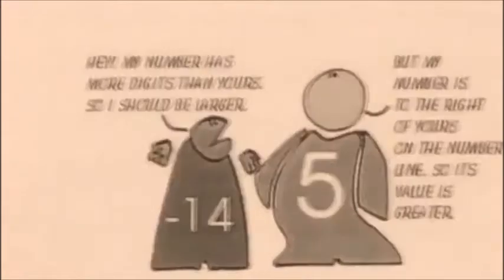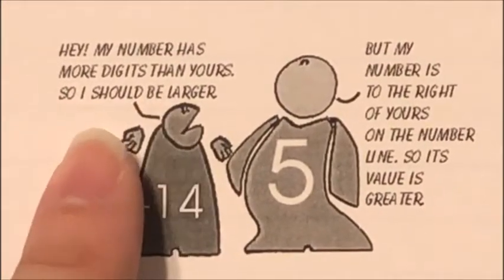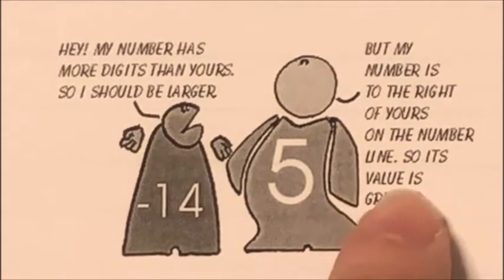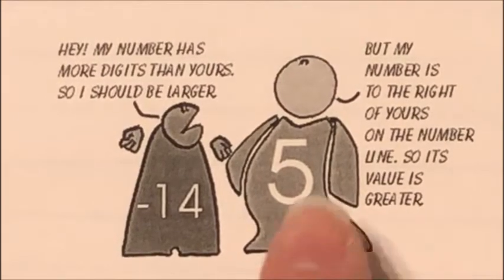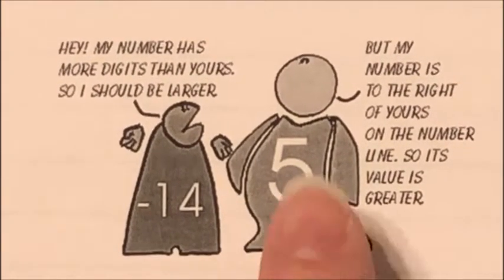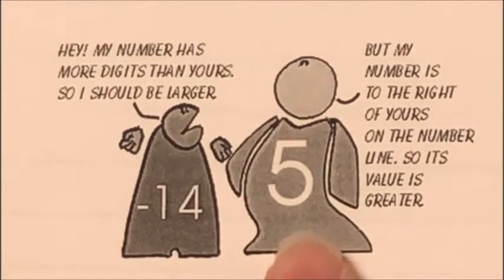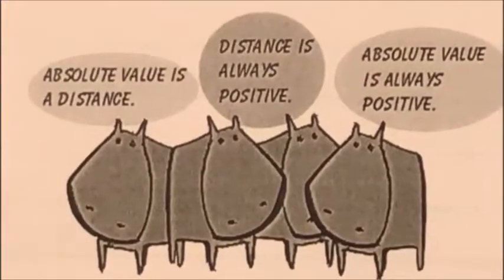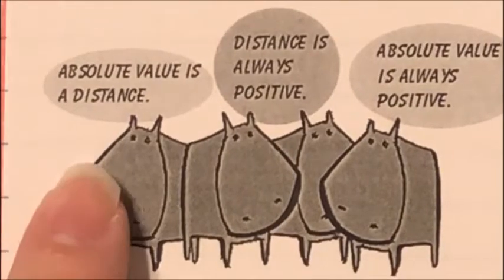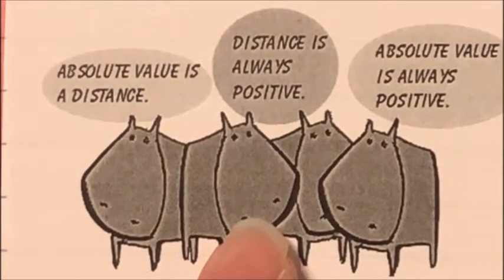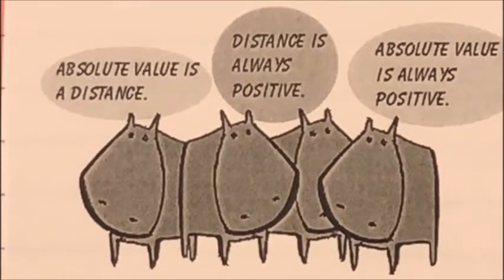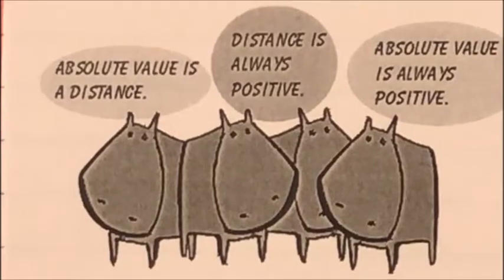Here's a little cartoon for you. Hey, my number has more digits than yours, so I should be larger. But my number is to the right of yours on the number line, so its value is greater. So if you can see negative 14 and 5, 5 is bigger. Even though it's a smaller digit, 5 is bigger because it's further right on the number line. So absolute value is a distance. Distance is always positive, so absolute value is always positive. Those are two things to keep in mind with this lesson.